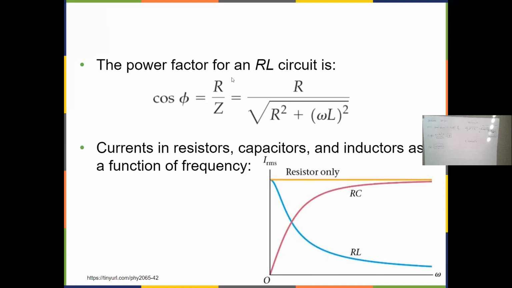Similarly for power factor, you can calculate for the RL circuit, it will also be R divided by Z, which is equal to R divided by the square root of R squared plus omega L squared, okay?